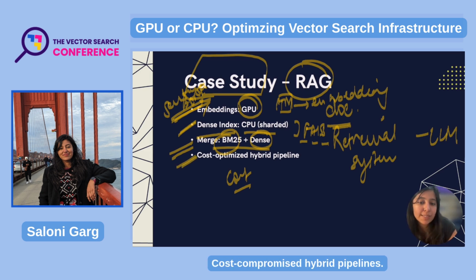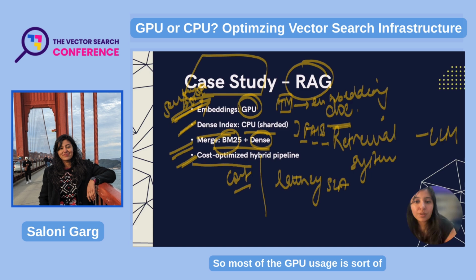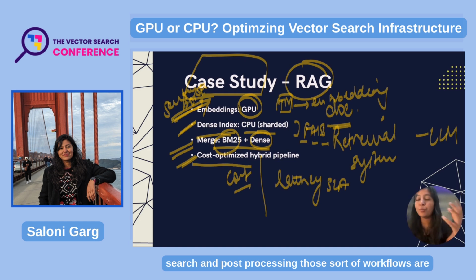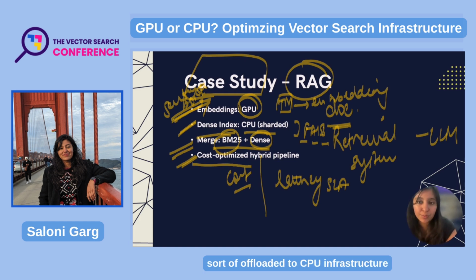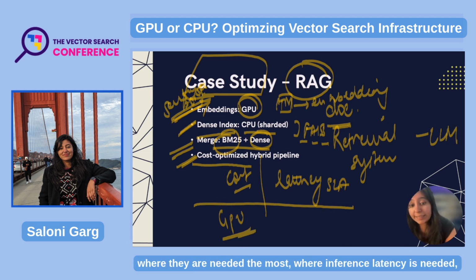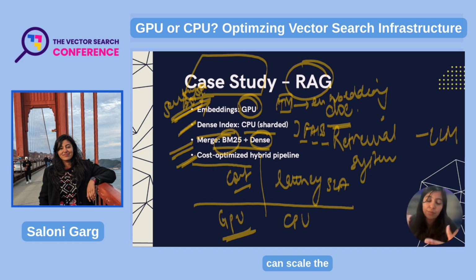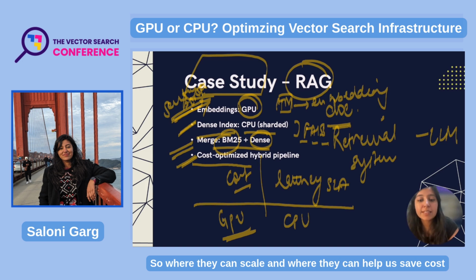Cost optimized hybrid pipelines. Basically, what we're doing here is optimizing the cost while maintaining our latency SLAs. Most of the GPU usage is concentrated on embedding generation, and search and post-processing workflows are offloaded to CPU infrastructure to minimize the cost of the whole system. So in the end, what we have in our system is GPUs where they are needed the most, where inference latency is needed, where high parallelization is needed, and CPUs where they can scale the most, and where they can help us save cost as well.